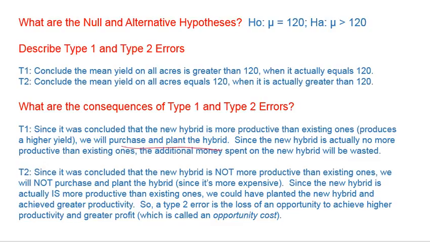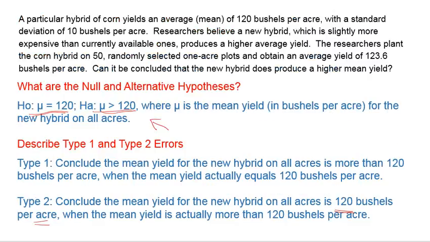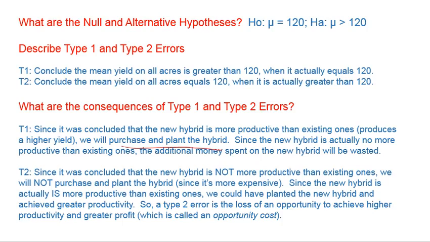However, recall from the problem, I'm going to skip back there real quick. The problem says that the new hybrid is, let's take a look at this, there's our line. The new hybrid is slightly more expensive than the ones that are currently in use. All right, that's important. So let's go back down to the implications.